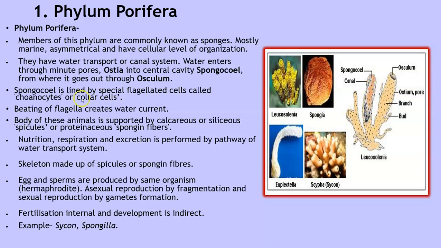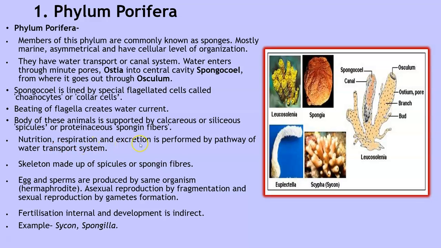Now, this spongocoel is lined by special flagellated cells called choanocytes or collar cells. So these are the collar cells which are lining the spongocoel. Beating of flagella creates water current. Body of these animals is supported by calcareous or siliceous spicules. Spicules are small fiber-like structures which are either made up of calcium or silica. They are proteinous in nature and they are called spongin fibers.